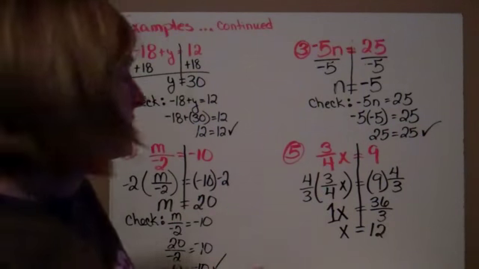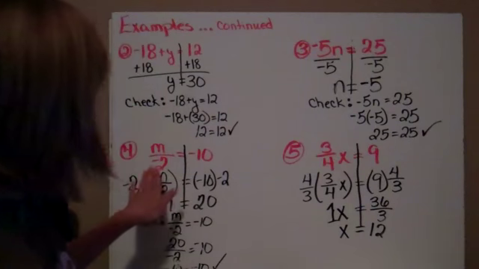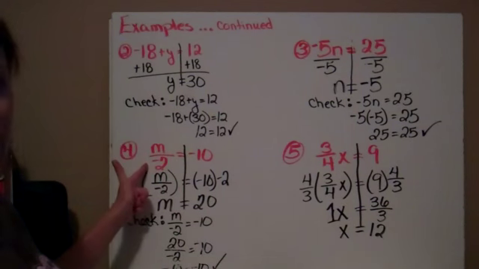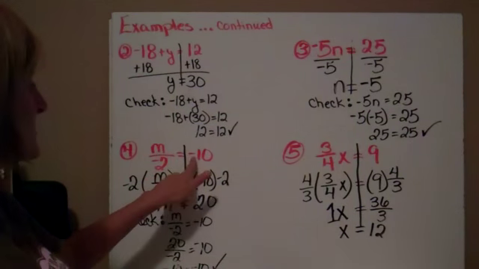Now, number 4. I have m divided by negative 2 equals negative 10.